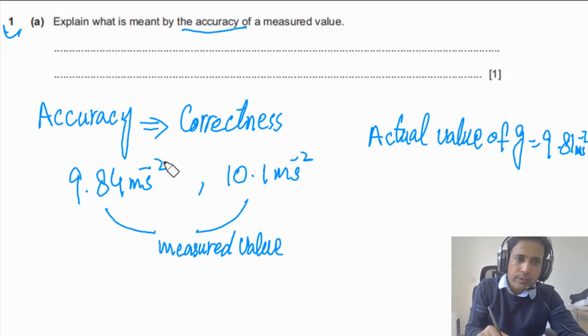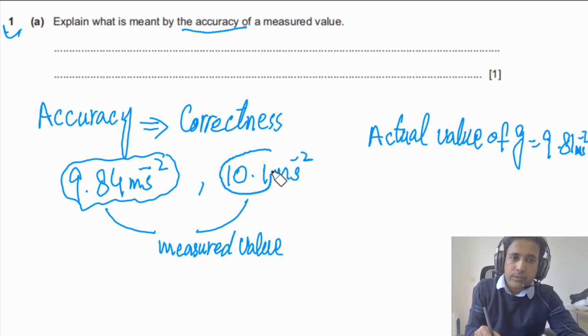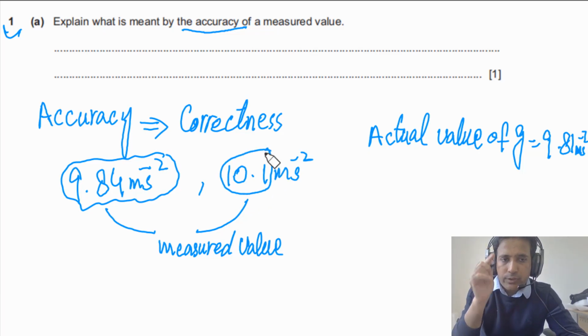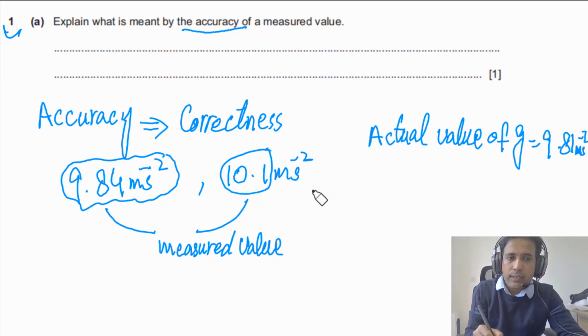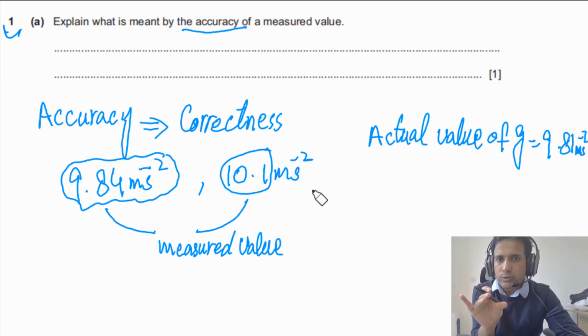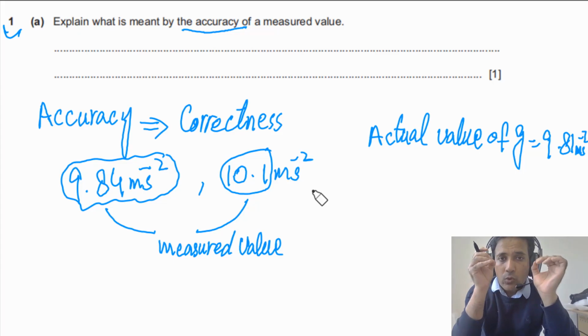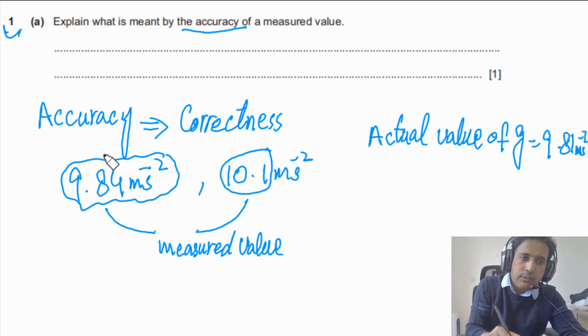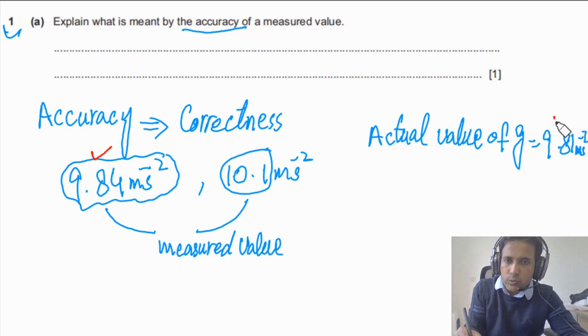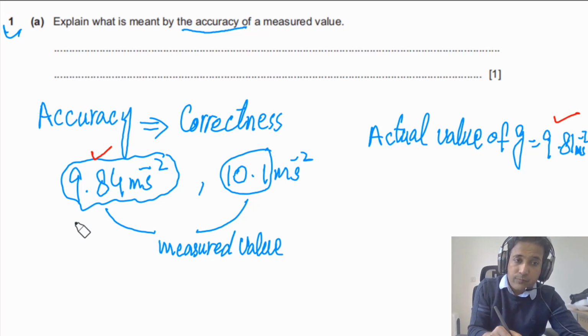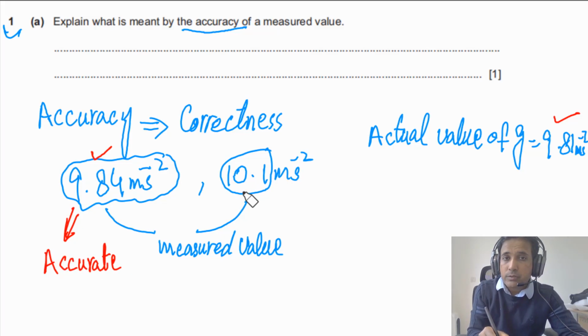So we have two measured values, one is 9.84 and one is 10.1. Which one is more accurate? To compare these two, you have to look at which one is closer to the actual value, meaning how close the measured value is to the actual value. You can see 9.84 is closer to this value, so we will say this one is more accurate as compared with 10.1 meters per second.